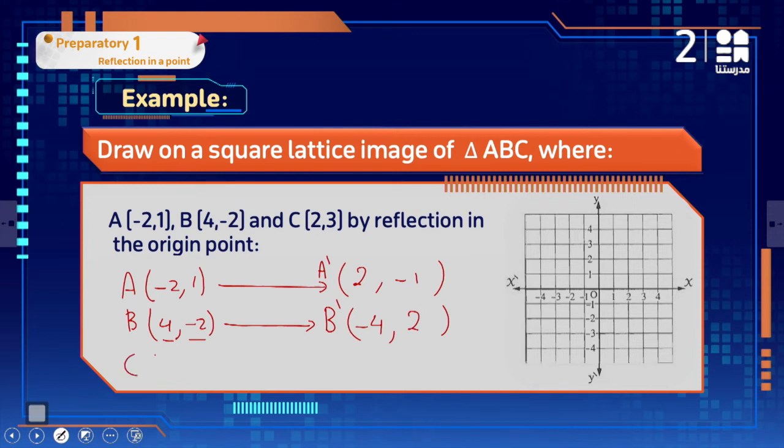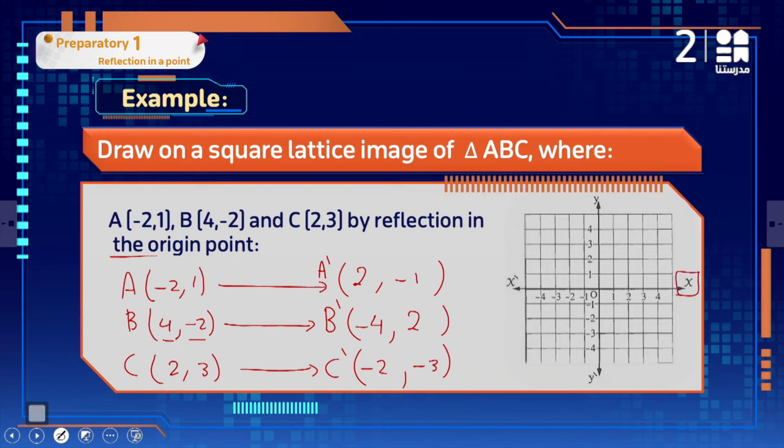And last one, C, is (2, 3). So C dash is (-2, -3). I need to draw the image of it. So A dash first, (2, -1).